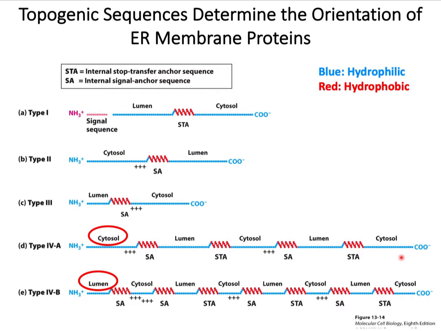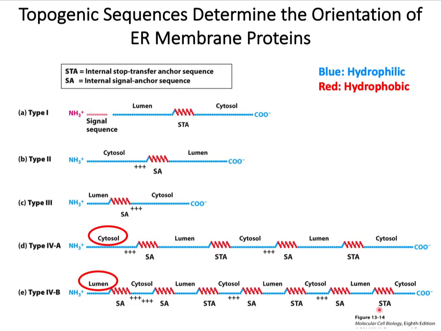On the other hand, the last one right here, type 4B, has an odd number, and the charges on the cytosolic side end up on the same side of these SA sequences, the internal signal anchor sequences. And that makes the two ends go in different directions. So you can see the N-terminal ends up in the lumen and the C-terminal is in the cytosol, whereas in the even-numbered case the N-terminal is in the cytosol and the C-terminal is also in the cytosol, and they have an even number, 1, 2, 3, 4, of signal sequences or internal stop transfer anchor sequences as well.